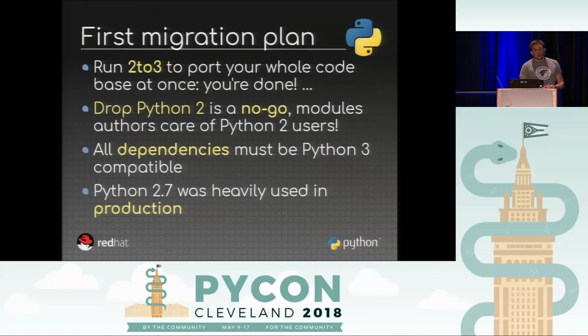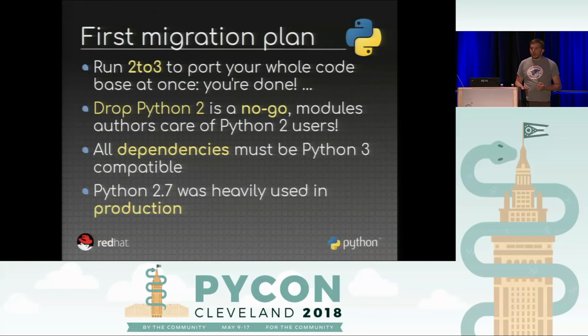At the beginning, we had a first migration plan, which was very, very obvious. Python 3 comes with an application called 2to3 to port your application from Python 2 to Python 3. And the migration is done at once. So you run the program, you're done. But maybe if we are still here discussing Python 3 10 years later, maybe it wasn't the best idea.